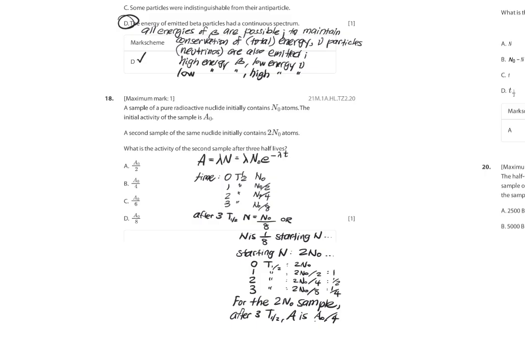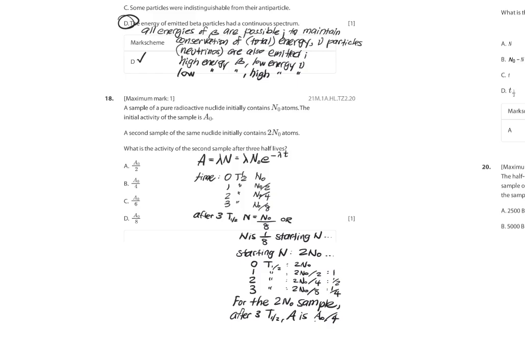So for 18, we know that activity is lambda n, or lambda n naught e to the negative lambda t. Now you were thinking, it says after 3 half-lives, you would be using the A's lambda n naught e to the negative lambda t, but they're talking about 3 half-lives specifically. So you know that after each half-life, the count is half of what it was before. So at time 0, we have the starting count, the n naught. But after 1 half-life, it's half of that. 2 half-lives, it's a half of that, so a quarter. 3 half-lives is a half of that, an eighth. So after 3 half-lives, the count is an eighth of what we started with.